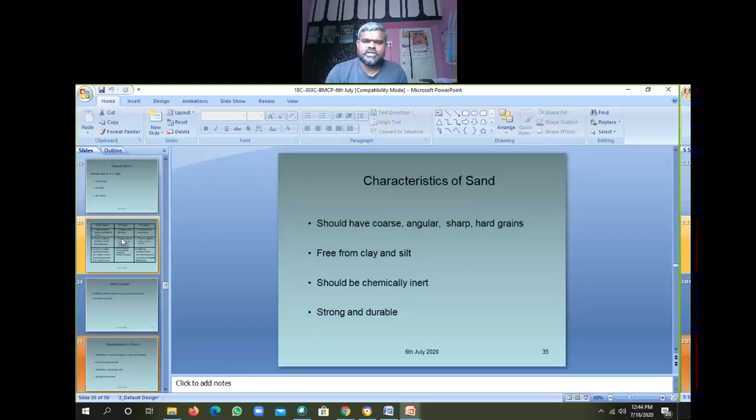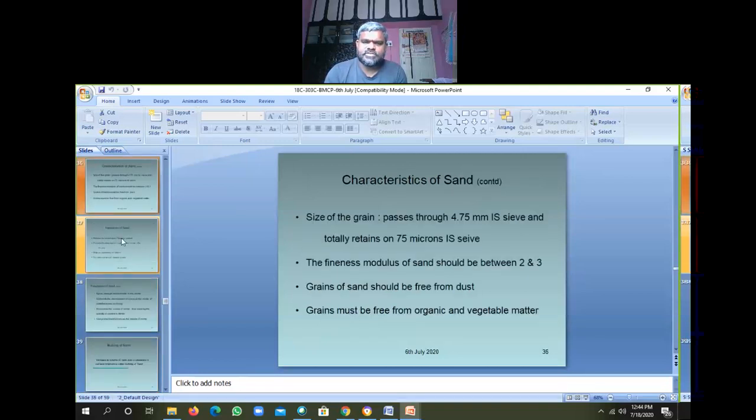Characteristics of good sand: good sand should have coarse and angular surfaces, sharp grains, free from clay and silt. It should be chemically inert, strong and durable. The size of the grain should pass through a 4.75 mm IS sieve and be retained on a 75 micron IS sieve. Fineness modulus of sand should be between 2 and 3. The grains of sand should be free from dust. Grains must be free from organic matter.